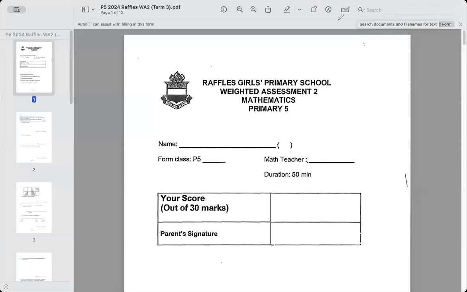Okay, so today I'll be going through the 2024 Raffles Girls Primary WA2 for P5. So let's begin.